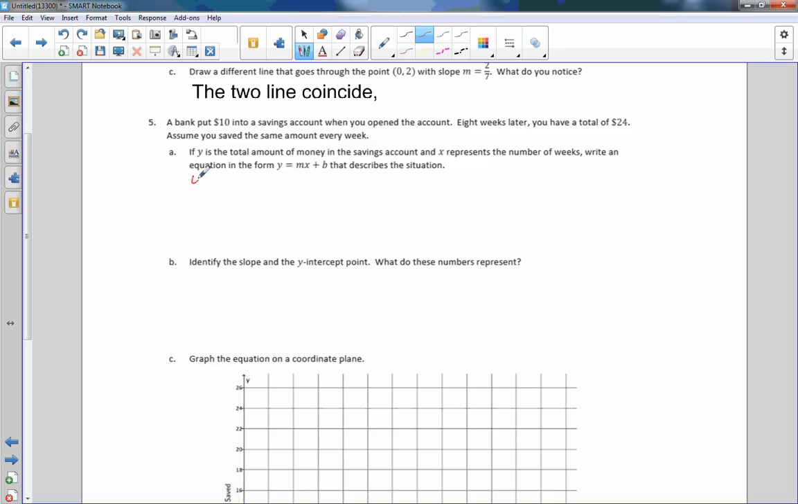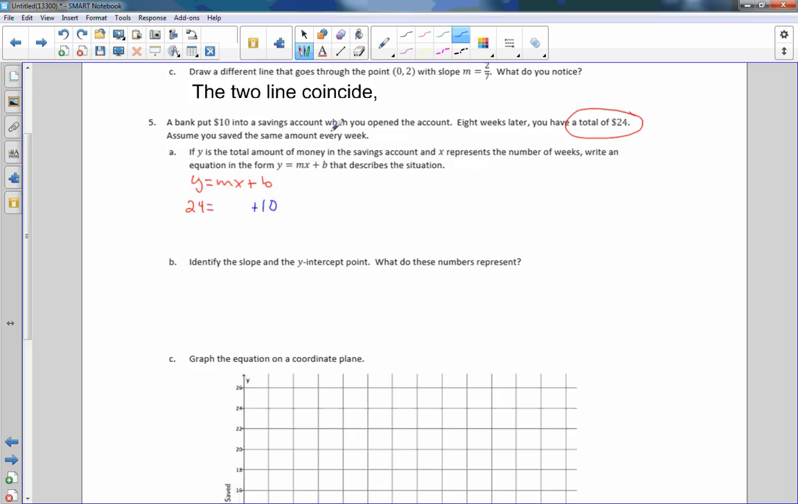So if I write y equals mx plus b, this is just simply substituting in givens. y is the total amount of money in the savings account. You have a total of $24, so y is 24. Okay, so it says 8 weeks later, you have a total of 24, and the bank put 10 into the savings account when you opened it. That is our starting point. We started with $10, so that's our b.